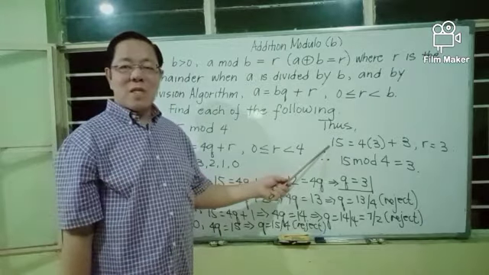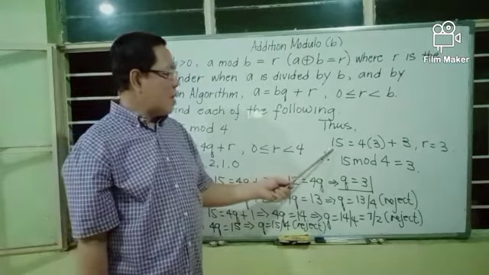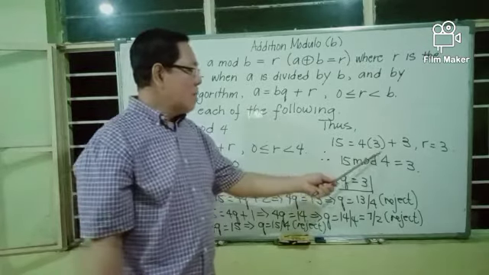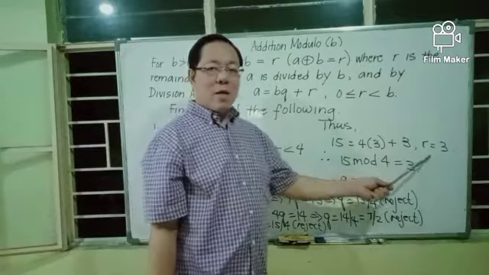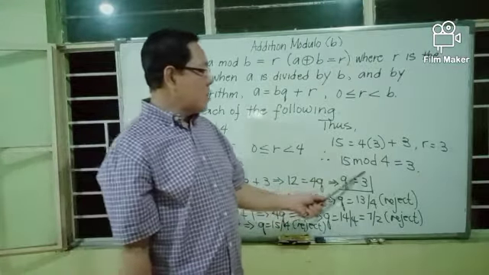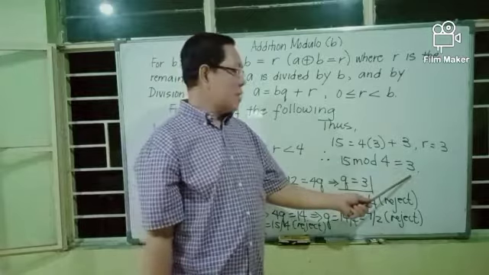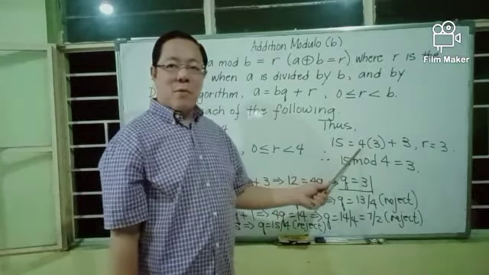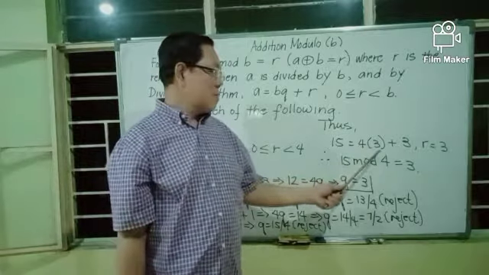By division algorithm, we are able to write 15 as 4 multiplied by 3, where 3 is q, the quotient, plus the remainder 3. R equals 3. Therefore, we conclude the value of 15 modulo 4 is equal to 3, where 3 is the remainder when 15 is divided by 4 and 3 is the quotient.